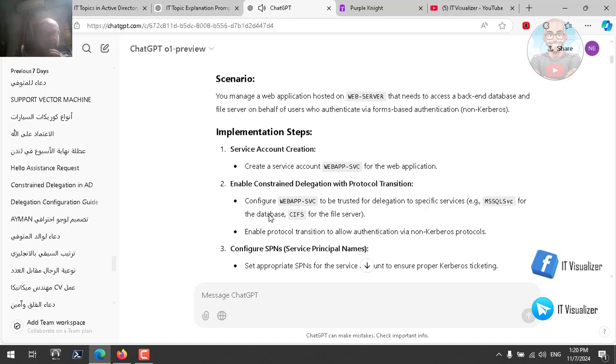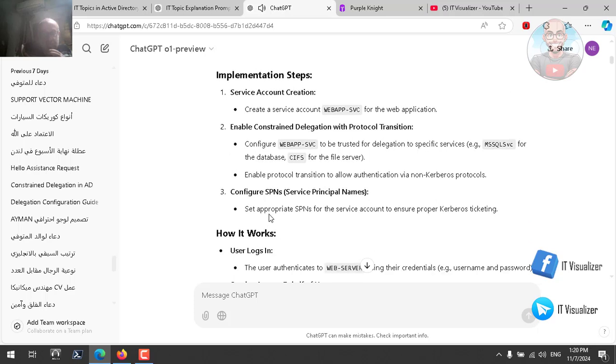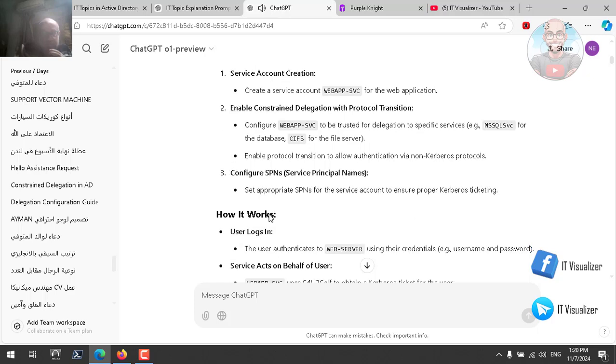2. Enable constrained delegation with protocol transition. Configure web app SVC to be trusted for delegation to specific services, e.g. MSSQL SVC for the database, CIFS for the file server. Enable protocol transition to allow authentication via non-Kerberos protocols. 3. Configure SPNs, service principal names. Set appropriate SPNs for the service account to ensure proper Kerberos ticketing.